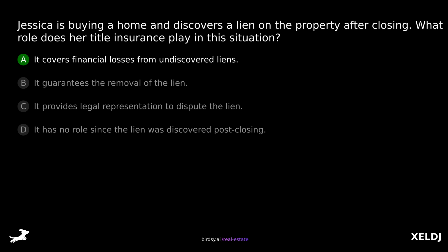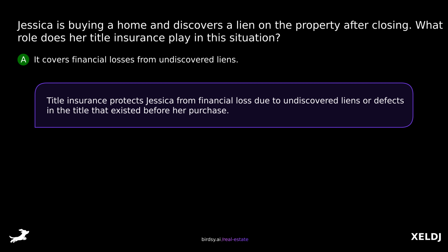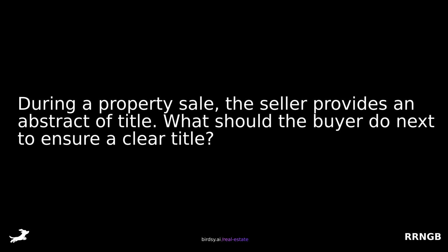The answer is A, it covers financial losses from undiscovered liens. Title insurance protects Jessica from financial loss due to undiscovered liens or defects in the title that existed before her purchase. During a property sale, the seller provides an abstract of title. What should the buyer do next to ensure a clear title?